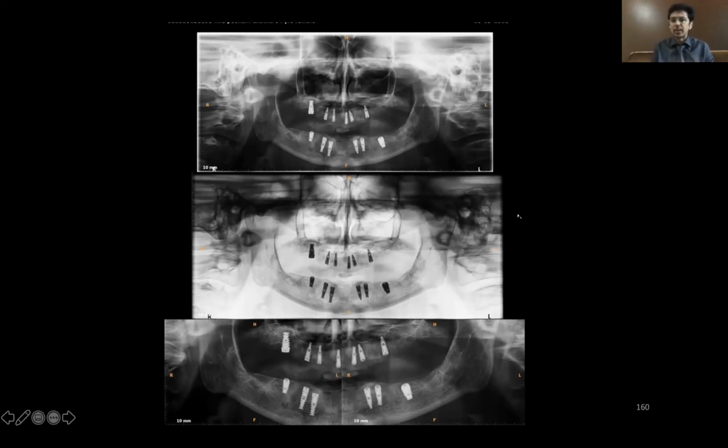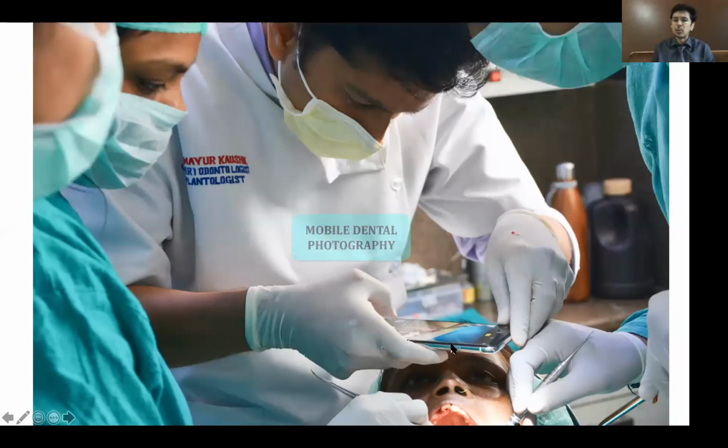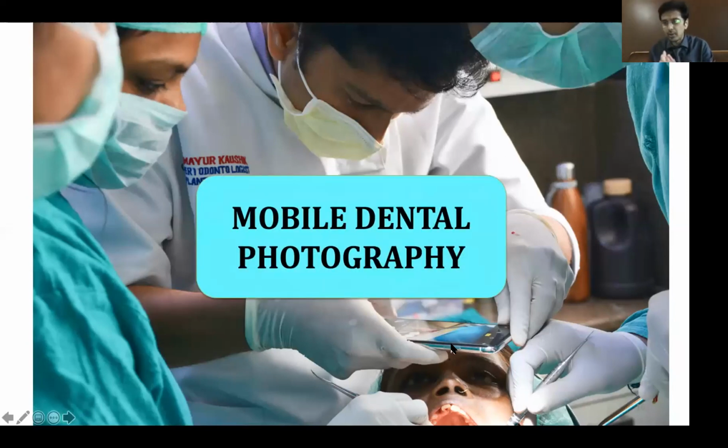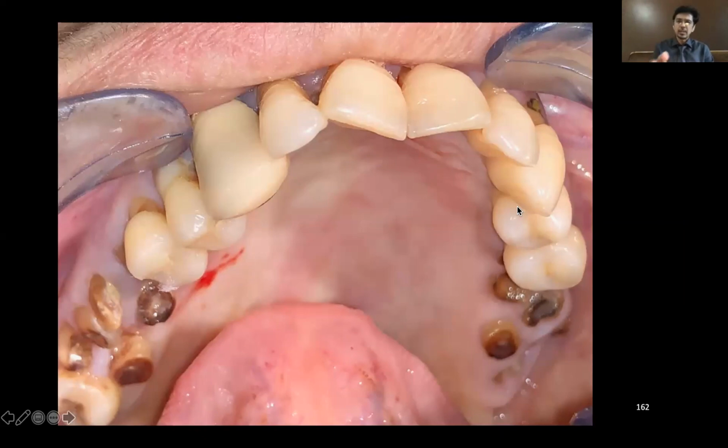Okay, fine. So I'll just show you, because ultimately, this is one thing which I always recommend, always and always recommend. This is something known as mobile dental photography. Always and always document your cases, because ultimately, after a period of time, after a couple of years, you should have at least a handful of cases which you should be able to show. So ultimately, what happened was, this is my clinic case in Silva.